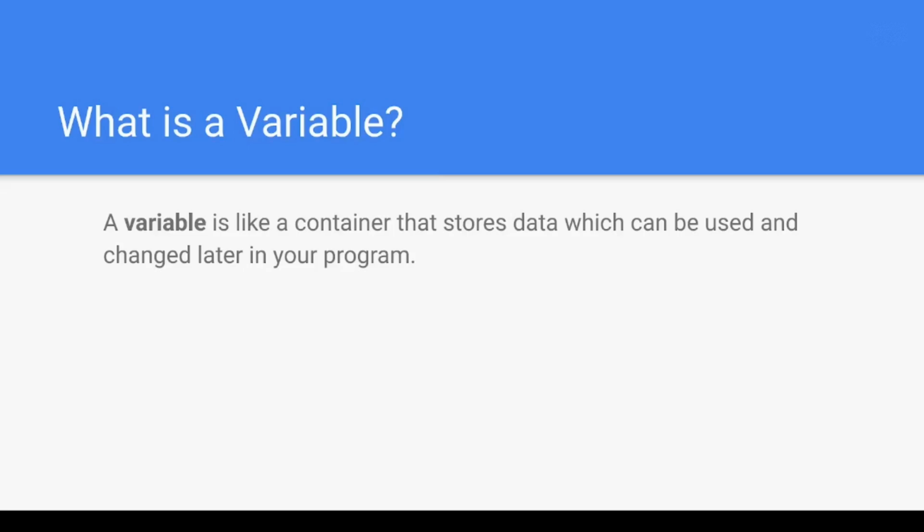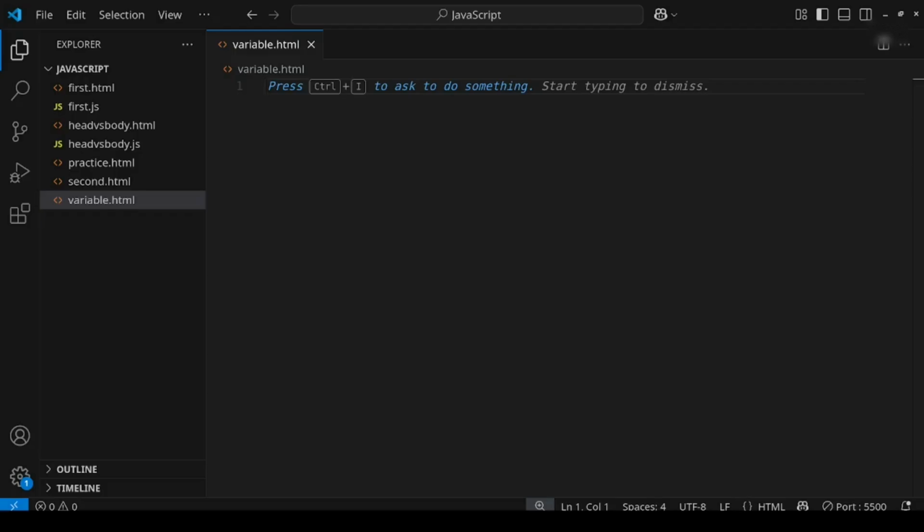So in today's video, we are gonna see what is a variable. A variable is like a container that stores data which can be used or changed later in your program. A variable is a container that stores the data which you are giving it, and you can also use it and change it in a later part of your code. So let's see firstly what is the use of a variable.